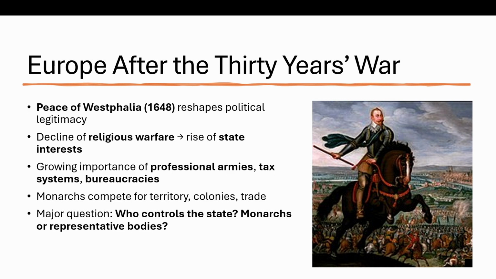We also see the rise of professional armies, growing tax systems, and bureaucracies, tools which will be used to strengthen the centralized power that these monarchs are beginning to accrue. The major question then becomes, who should control the state, the rulers or the representative bodies?